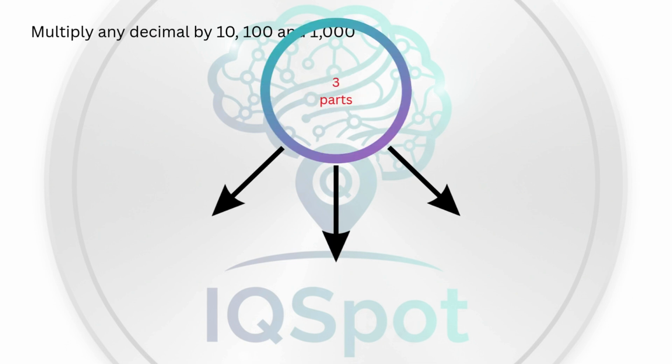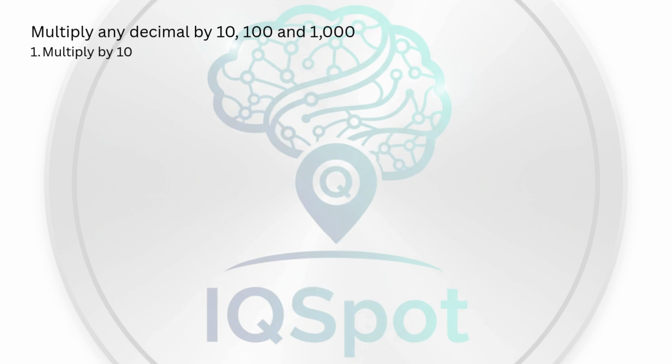We are going to learn three parts: multiply by 10, multiply by 100 and multiply by 1000. We are going to start with multiply by 10. 6.7 multiplied by 10 is an example. We are just going to take the decimal and cross it out and we got a final answer. 67 is the final answer.